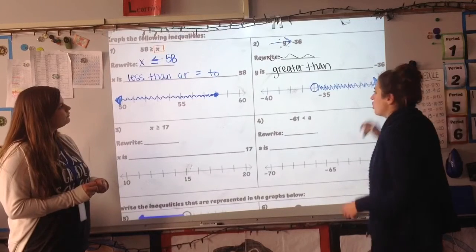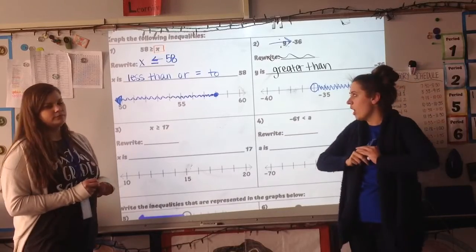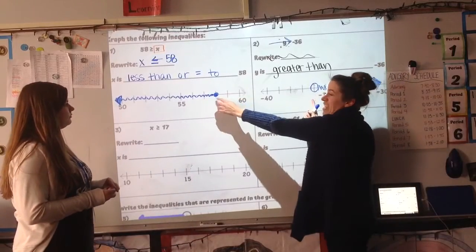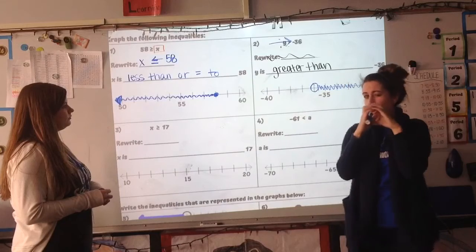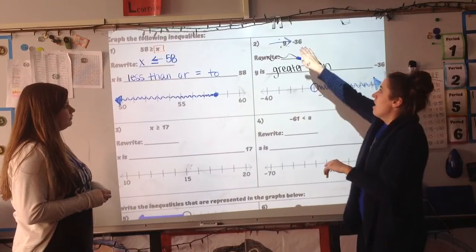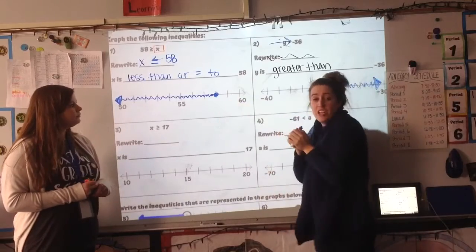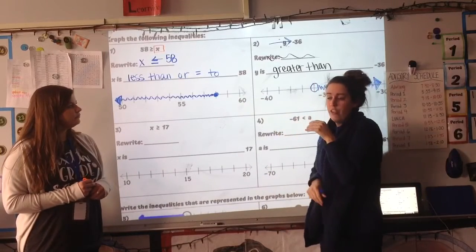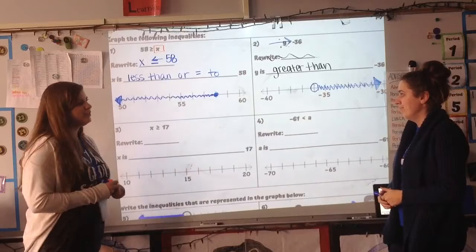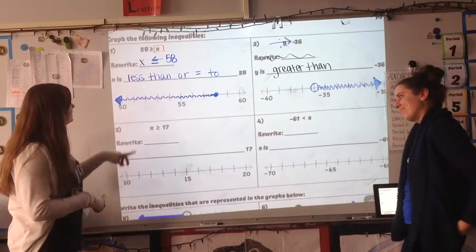One more thing I want to mention that I forgot before is one way that I remember if it needs to be closed or open is I kind of think of the open as like a hole, and the number would fall through because it's not included, versus this is like a filled-in hole and it would stay there. It's not going to fall through. It's part of the solution. Good trick. Thanks.